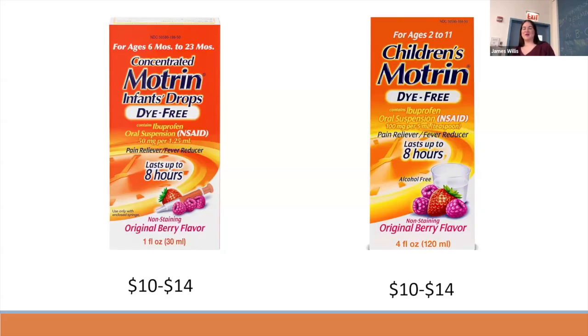And again, these are also the same price. And it's 30 mLs versus 120 mLs of medication. So you're better off advocating to purchase children's. You'll have more medication. You can use it for all the age children in the household, and there'll be less confusion from what their doctor is recommending that they give.